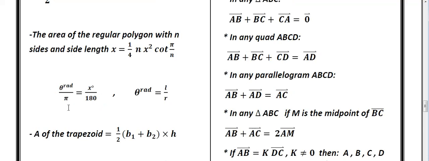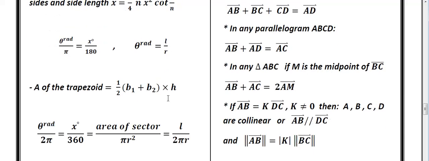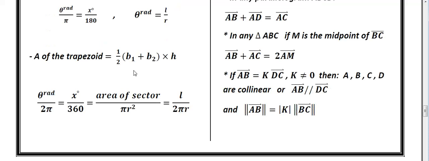Theta radian divided by pi equals theta degree over 180, and theta radian equals L over R. Again, theta radian equals length of arc over length of radius. Area of a trapezium equals half multiplied by base 1 plus base 2 multiplied by height.